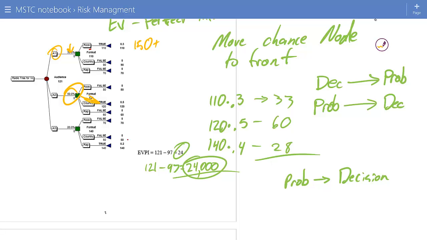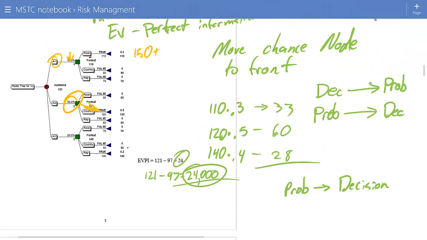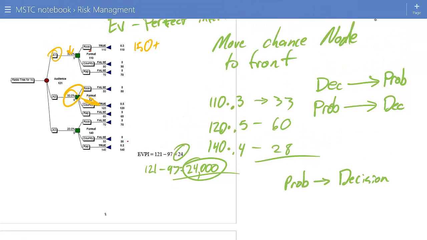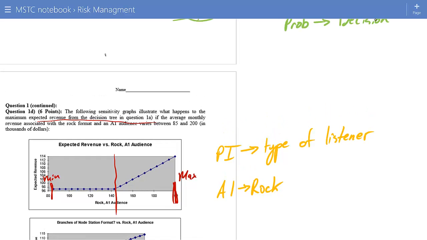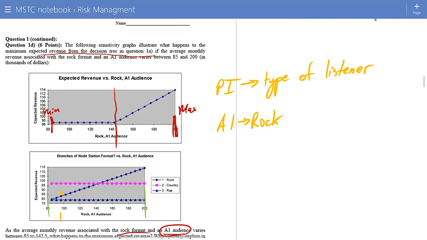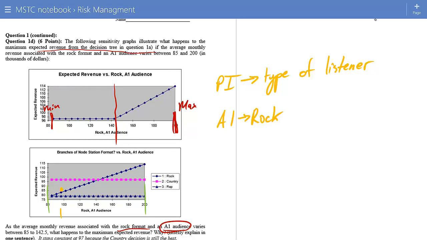Exactly. I think the correct answer is you should bet on A2. Yes, he should. This perfect information guy has told him this, so he's going to want to. He would bet on A2, and then because of that, he would pick country. I was just trying to get down the logic. Sorry for the backtrack there.